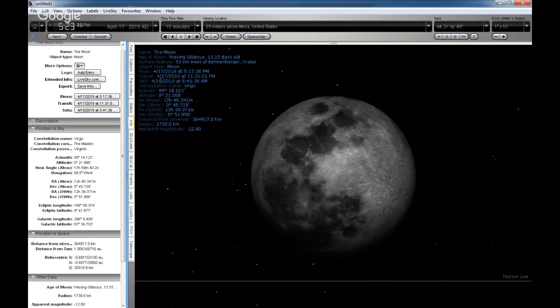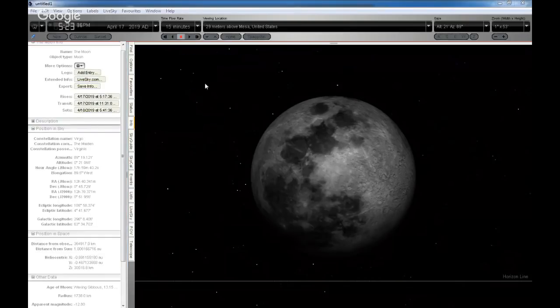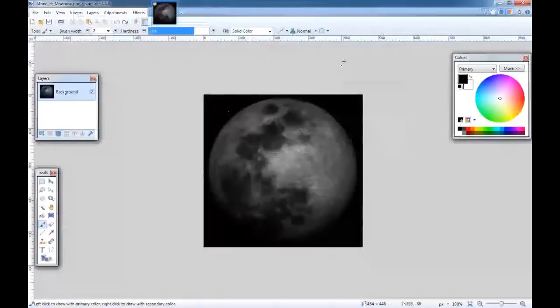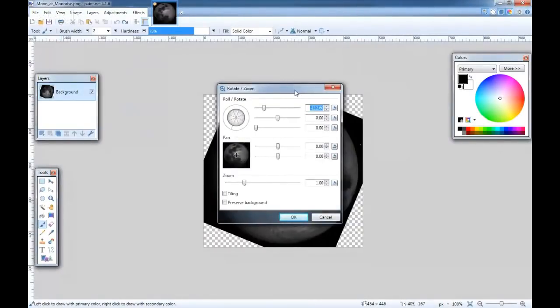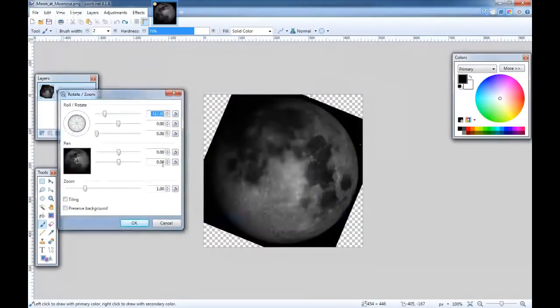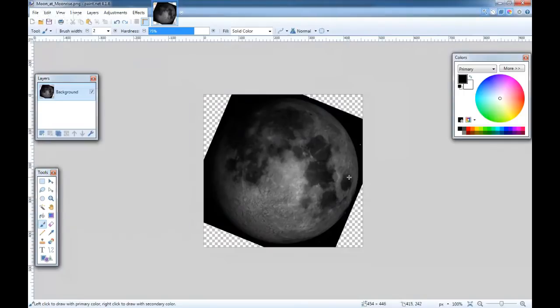What I've done to start with is I've taken a screenshot of the moon at this time and imported that into paint.net. And what I'm going to do is rotate the image by negative 112.6 degrees, which I think is the figure that Astronomy Live had predicted. In fact, you can see it's already rotated there because I already had the figure put in. And we can see that the Sea of Crisis is already rotated down to this position.